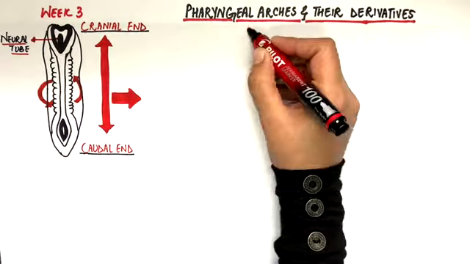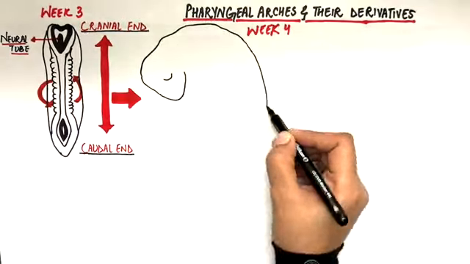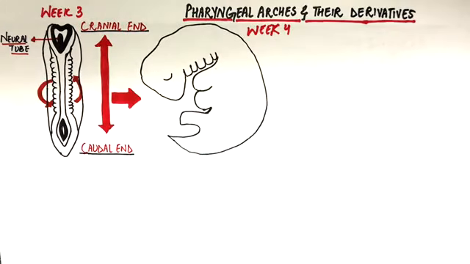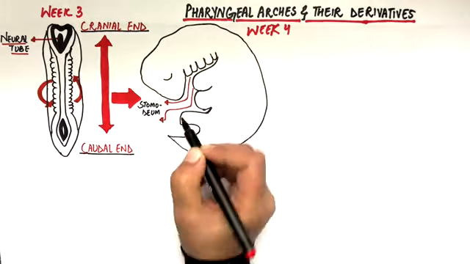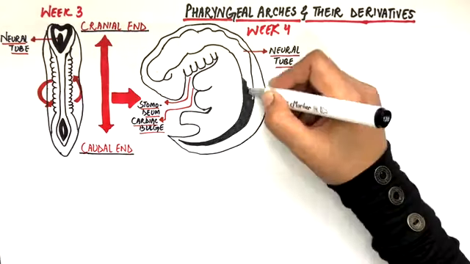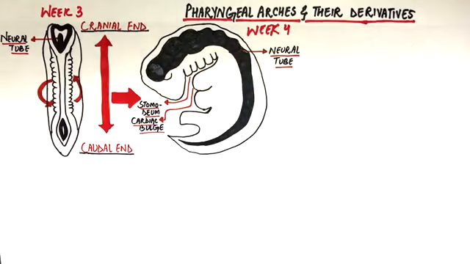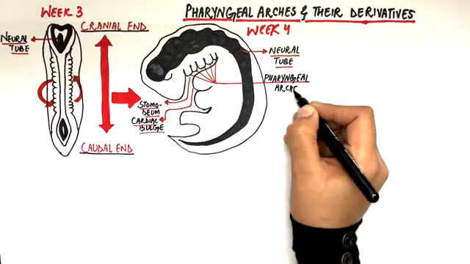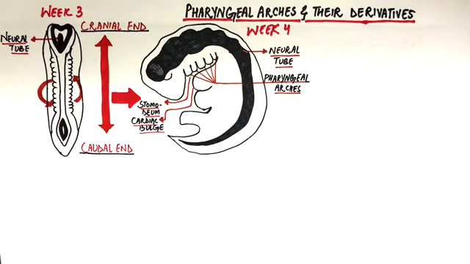At week 4, this will be the folded embryo from a lateral view. Here will be the stomodium, the cardiac bulge, and the neural tube. Lateral to the stomodium and just above the cardiac bulge, 6 pairs of well-defined outgrowths called the pharyngeal arches develop by week 4. These pharyngeal arches are a proliferation of mesodermic germ layer infiltrated by the neural crest cells.